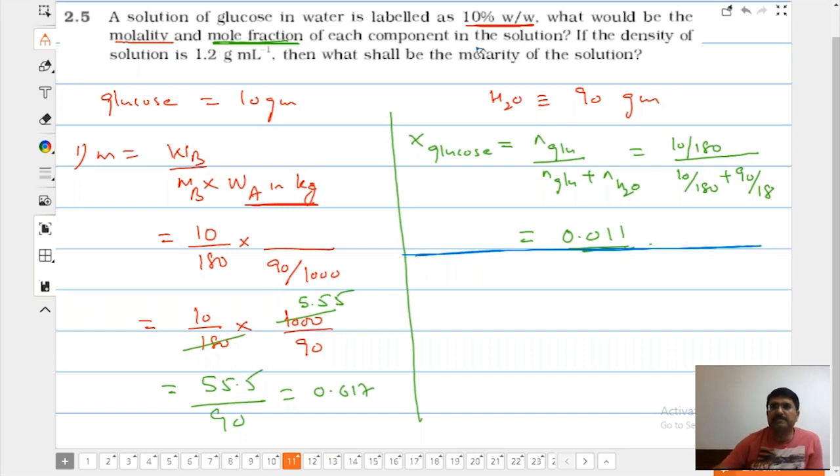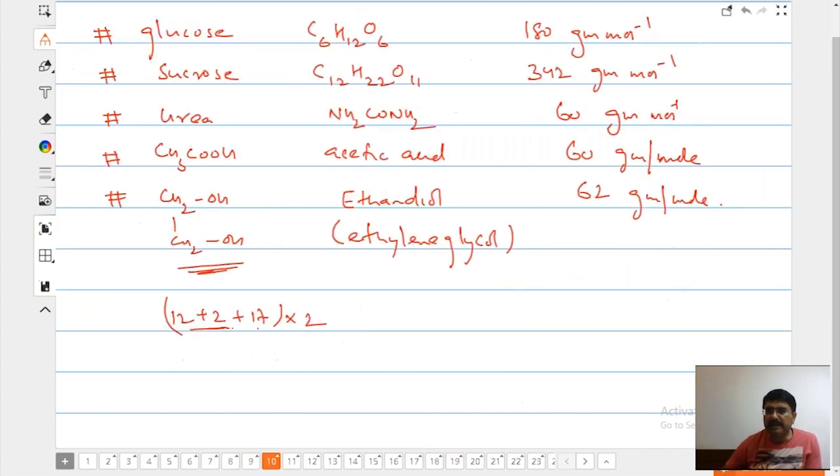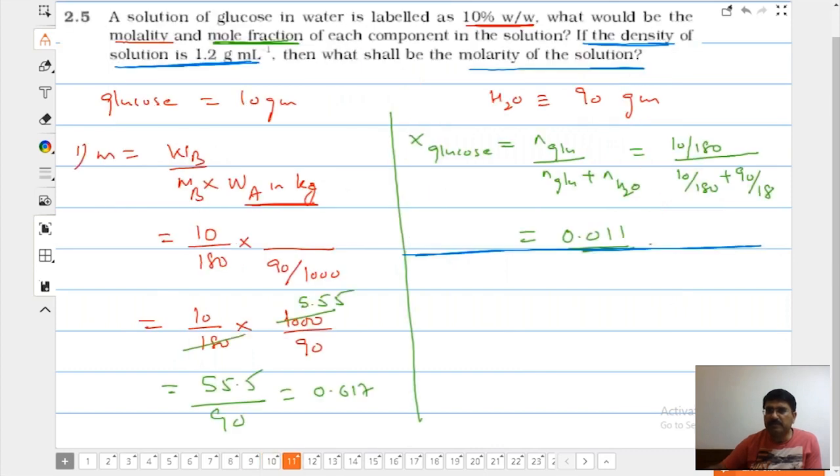There is a third thing. If the density of the solution is 1.2, remember, this is the density of the solution. What is the molarity? Isn't it the same thing which we discussed here? He gave you density and now you need molarity. Let us put down the values. It is 10 by 180.